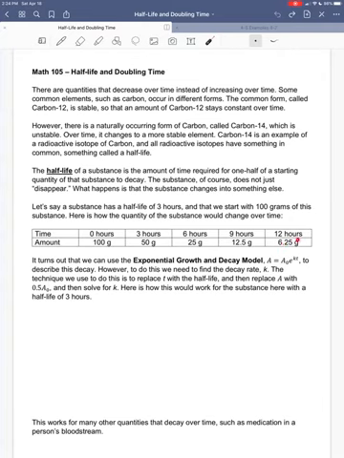Now, in theory, this process never stops. We'd keep going, and we'd have smaller and smaller amounts, and it would never reach zero. In real life, of course, once we get down to a really small number of atoms of this substance, this behavior may not occur exactly the same way anymore.